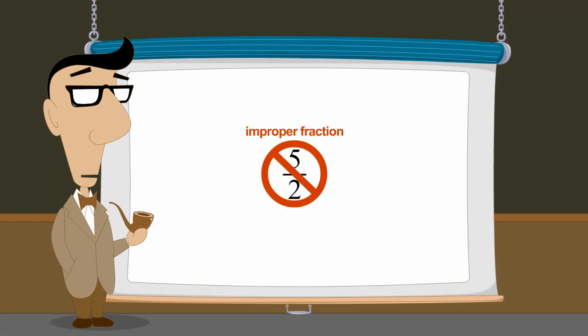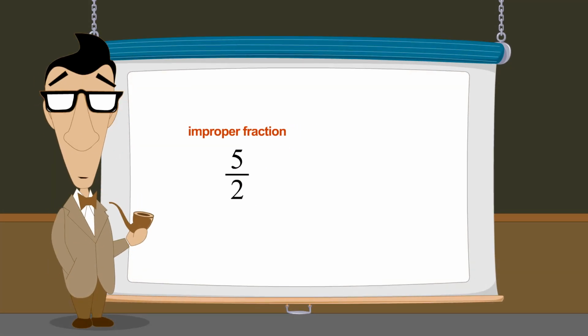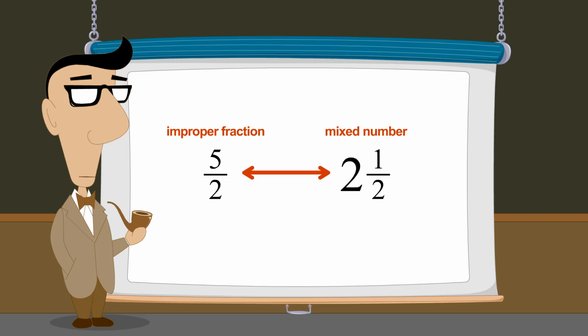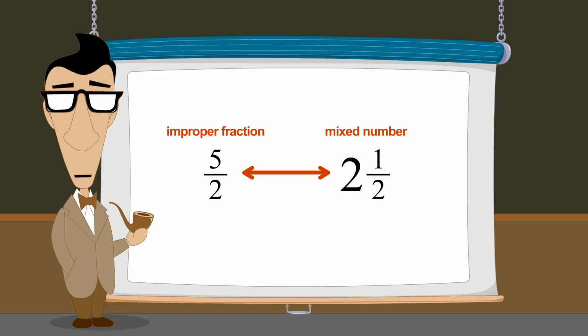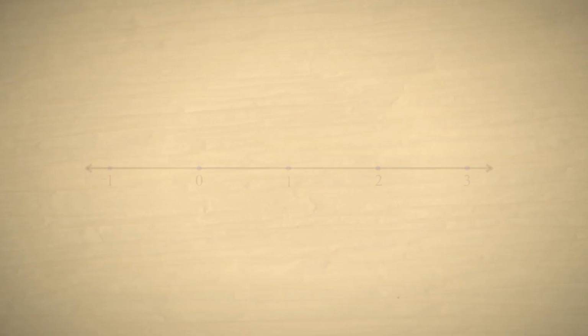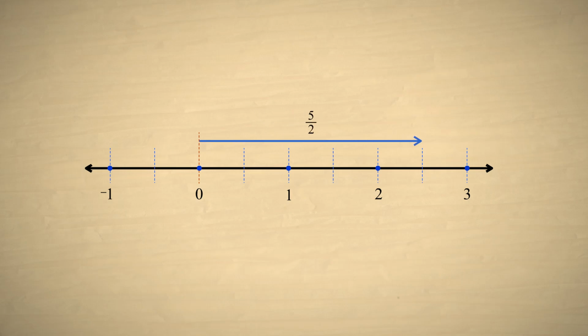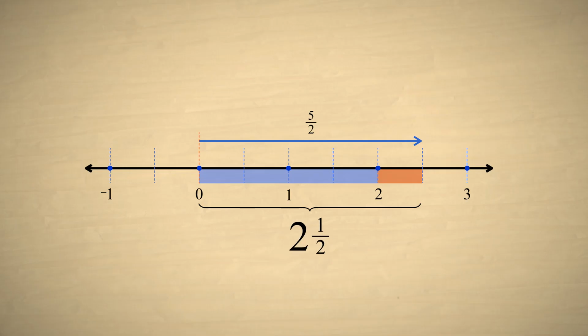There is nothing wrong with an improper fraction, but it is often clearer to represent such a quantity as a combination of an integer and a proper fraction. This is called a mixed number. On the number line, we can see that the improper fraction 5/2 represents the same value that we would get if we added the integer 2 and the proper fraction 1/2. Therefore, we can express this quantity as either an improper fraction 5/2 or as a mixed number 2 and 1/2.